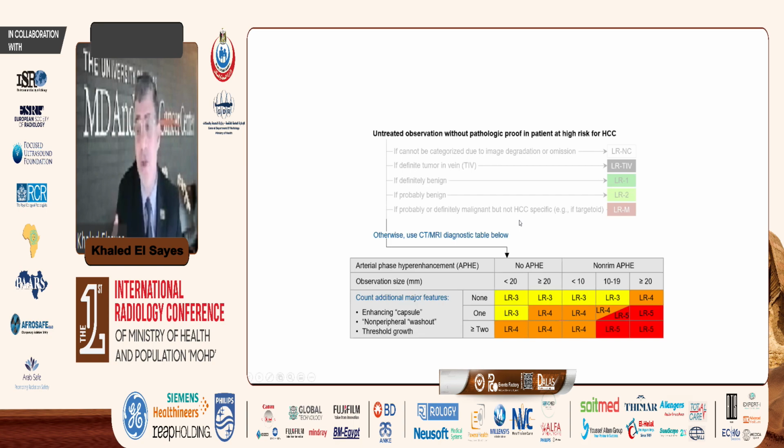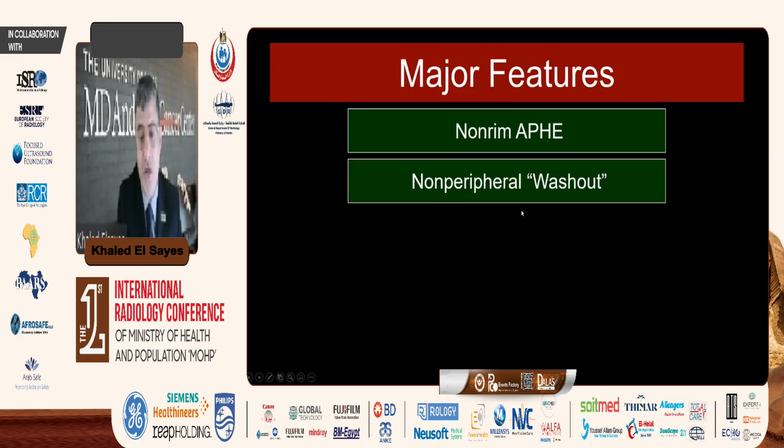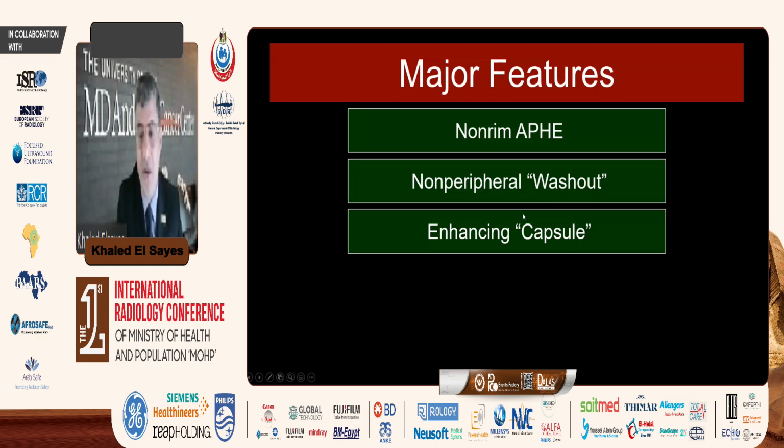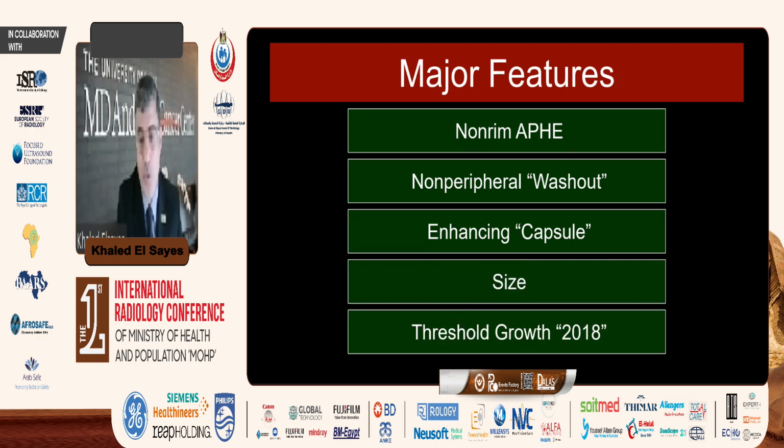Otherwise, then you do what? Then you use the CT or MRI diagnostic table like before. And it is very important to remember the major features. Those are the major features: non-rim arterial phase hyperenhancement, non-peripheral washout, enhancing capsule, size, and threshold growth. And the threshold growth definition has changed in 2018.